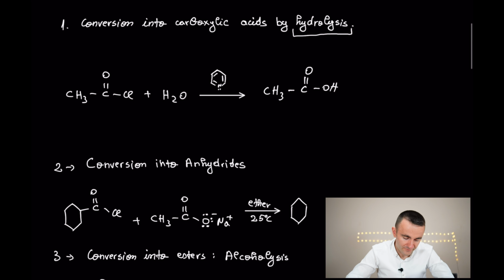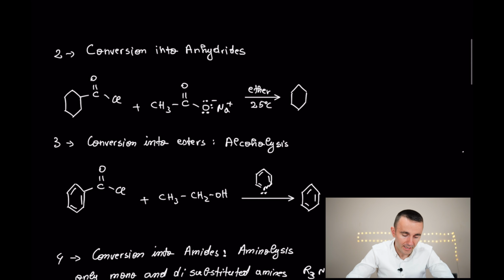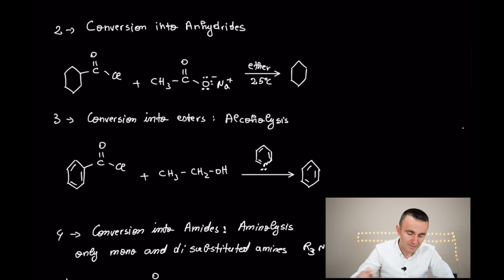Let's move further. Conversion into anhydrides. In this case, you can use acid halide, but also a salt. A carboxylic acid treated with a base to form a soluble salt, and react with acid halide. And in ether, you're going to have the formation of anhydride.